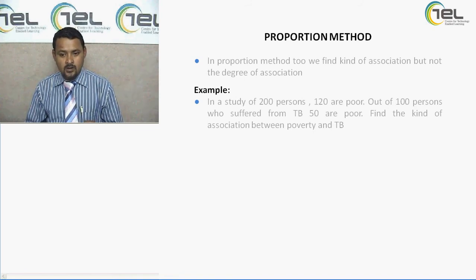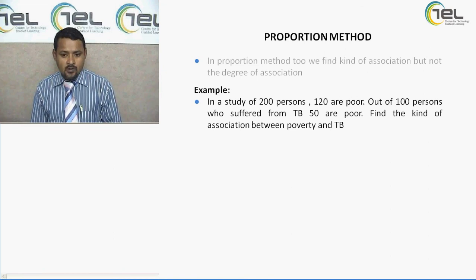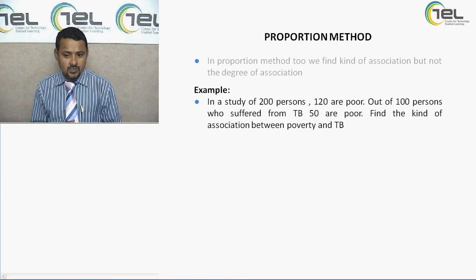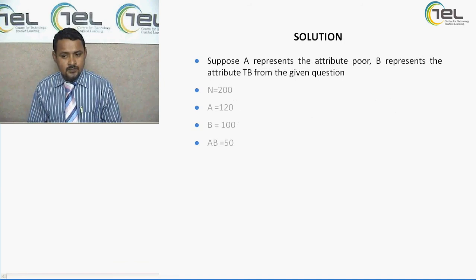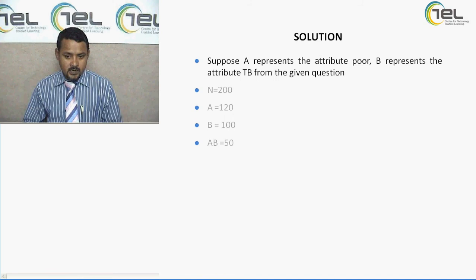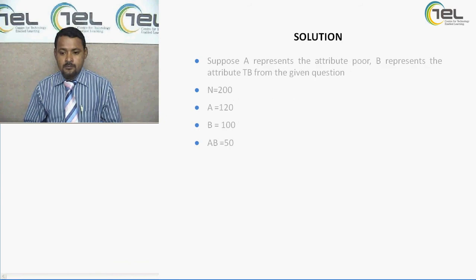For example, in a study of 200 persons, 120 are poor. Out of 100 persons who suffer from TB, tuberculosis, 50 are poor. Find the kind of association between poverty and TB. Suppose A represents the attribute poor, (A) is 120. B represents the attribute of TB, that is 100. Total number of observations is 200, and (AB) is 50, poor people suffering from TB.